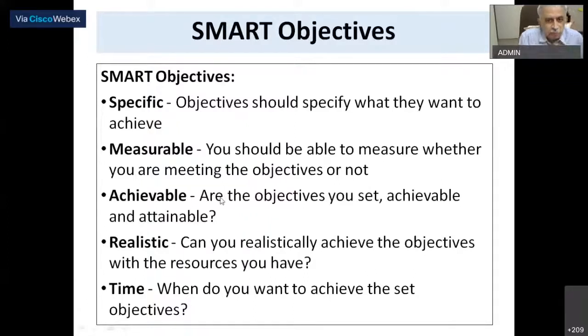And it should be achievable. The objective should be achievable within the time frame. You may have a very nice objective, but you don't have time, or it may not be feasible. So it should be achievable. It should be realistic, in the sense that it should be within your available resources, manpower, and facilities. It should be able to be achieved, and you should have time. So basically, remember, your objective should be SMART: specific, measurable, achievable, realistic, and time-bound.